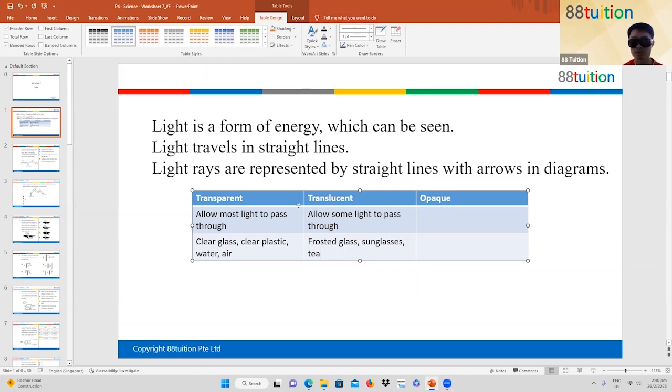Next, let's look at opaque objects. Opaque objects, they don't allow any light to pass through. Many materials are opaque. For example, wood, metal, concrete wall. Okay, many examples. The clothes that we wear, they don't allow light to pass through. That's why you can't see through your clothes, okay?